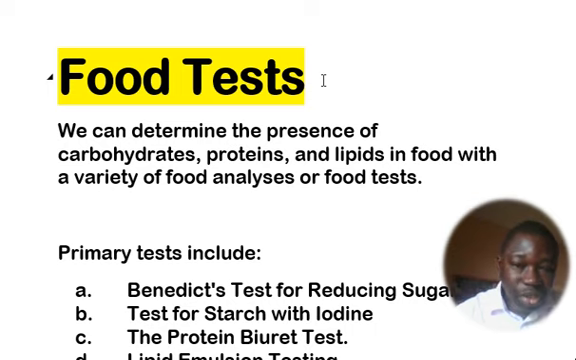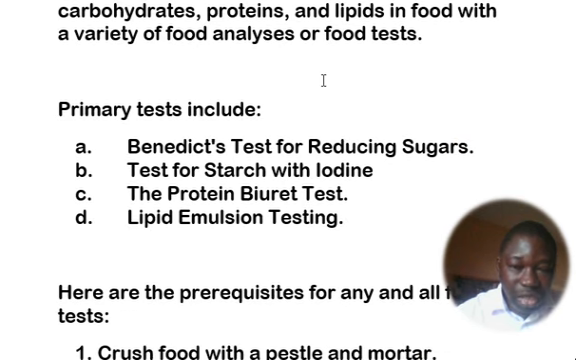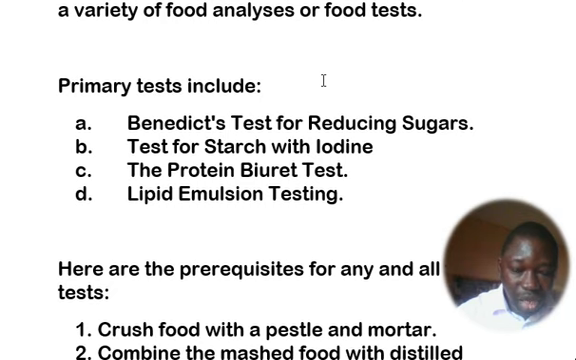So we can determine the presence of carbohydrates, proteins and lipids in food with a variety of food analysis or food tests. Primary tests for foods are as follows. Number 1 is the Benedict test for reducing sugar. Number 2 is the test for starch with iodine. Then the third test is the protein test using Biuret, the Biuret test. Then we have the lipid emulsion test that we are also going to look at.